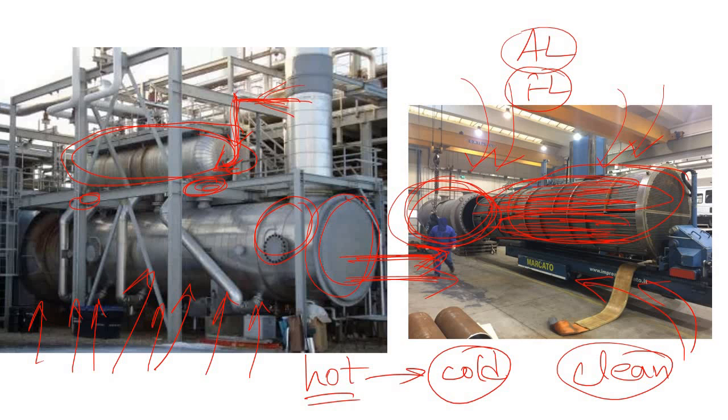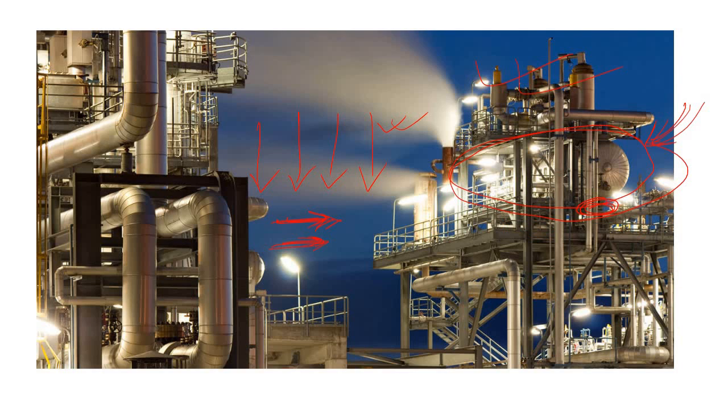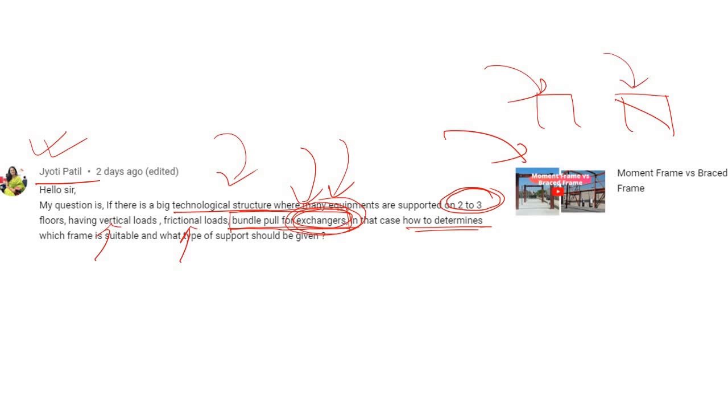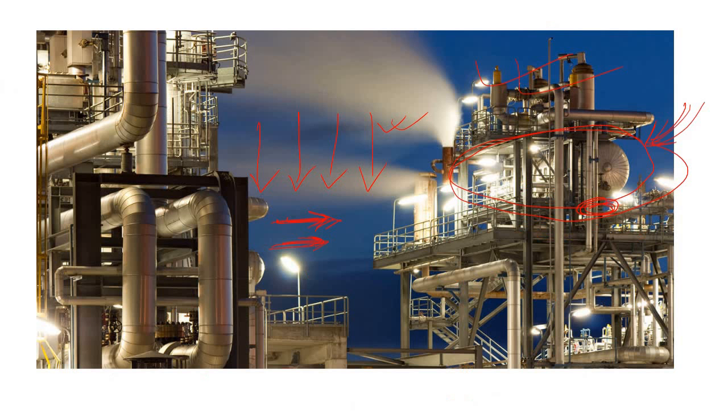During this extraction, if this is fixed, to extract this huge massive bundle of pipes you need to apply a large amount of lateral force. As a result, the same reaction force is applied to the structure. That is why, during the extraction of the bundle, you see the bundle pull for exchangers mentioned. During this bundle pull for exchanger, you produce a huge lateral force that needs to be accounted for in your design.